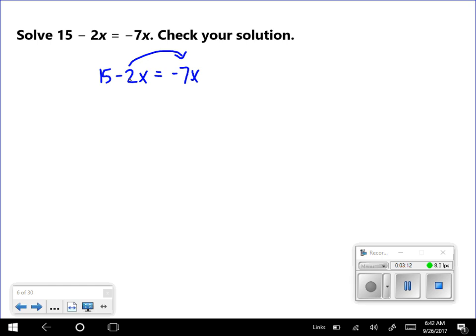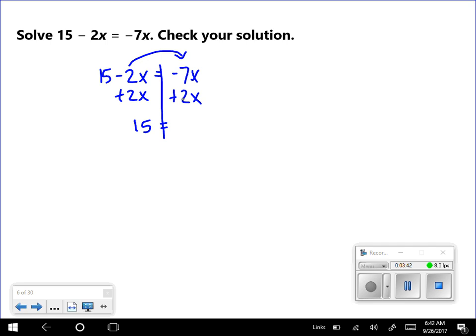So if I'm subtracting 2x, if I want to get rid of that on this side, I'm going to add 2x here, because then these cancel. So if I do it to this side of the equation, I need to do it to this side. I'm going to add 2x. Now I can bring down what I have left. So I have 15 is equal to, well, now I just need to look at my coefficients, because these are like terms. I can combine them.